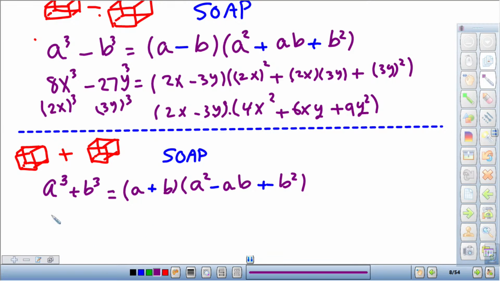So let's take a quick example here. Let's say I have 125x cubed plus 64y cubed. Well, what's being cubed here? Can anybody tell me what's being cubed here to give you 125? The 5 is, and the x. So that's what's being cubed here. What's being cubed here to give you 64? What's being cubed to give us 64? What times itself 3 times gives you 64?